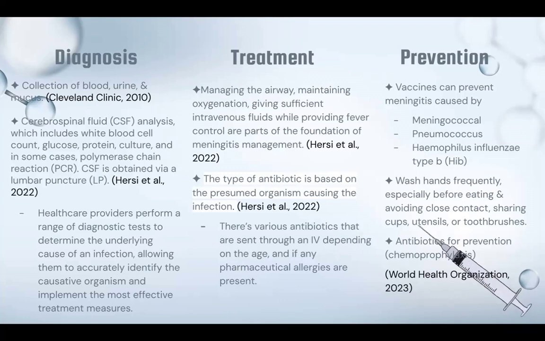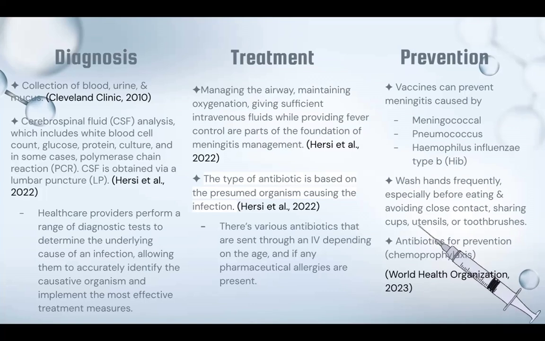And so the cerebrospinal fluid is obtained by a lumbar puncture or an LP. In order to treat bacterial meningitis, there are various antibiotics that are sent through an IV depending on the age and if there are any pharmaceutical allergies present, but also managing the airway, maintaining oxygenation, giving sufficient IV fluids while providing fever control are parts of the foundation of meningitis management. The type of antibiotic is based on the presumed organism causing the infection.